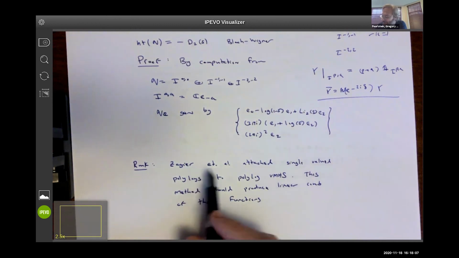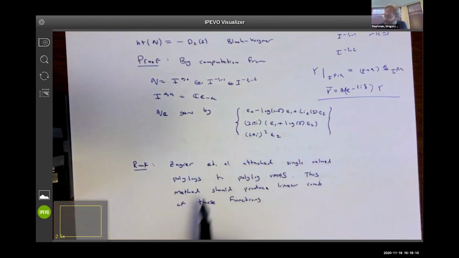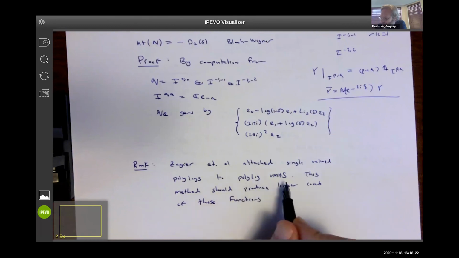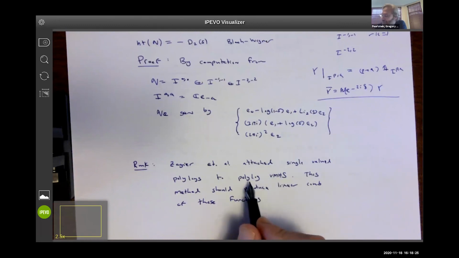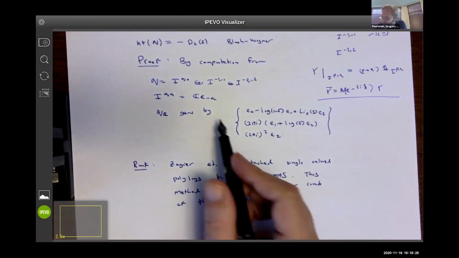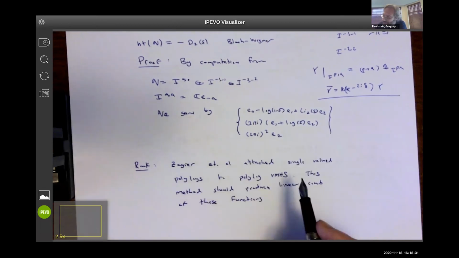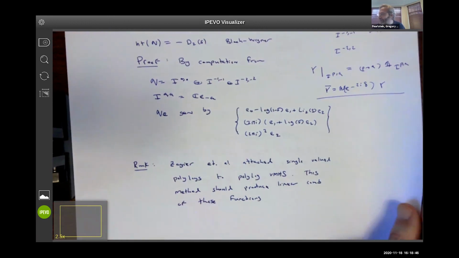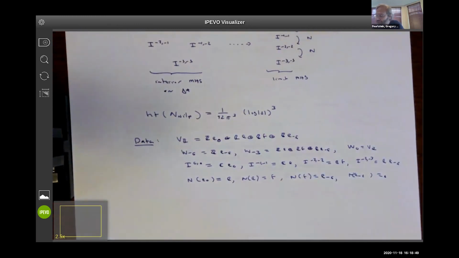In fact, Zagier and others have attached single-valued versions of the polylogarithm to polylog variations, and it's either get a graduate student to do this or sit down and compute for a few weeks. But I think if you take the polylogarithm variation and compute this height, you're going to see that this height is some linear combination of the ones that Zagier and others define. So that's the simple example there.